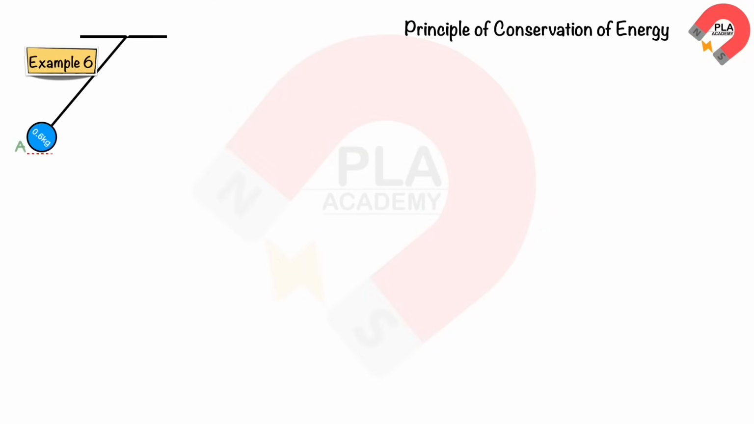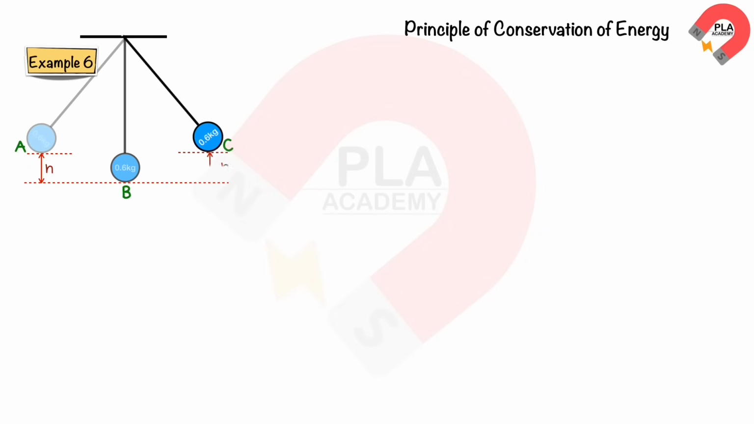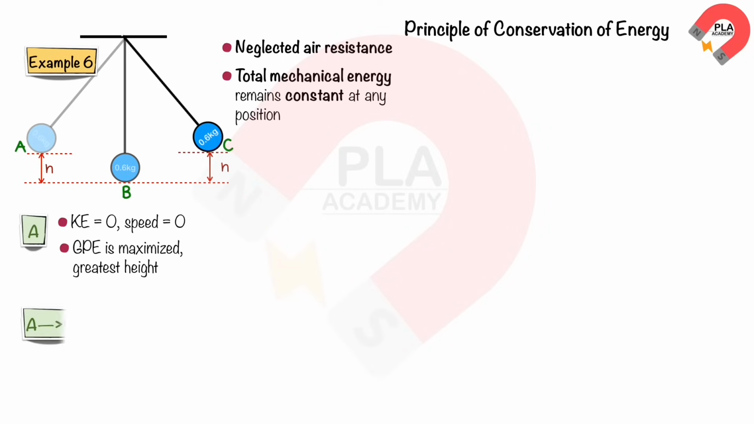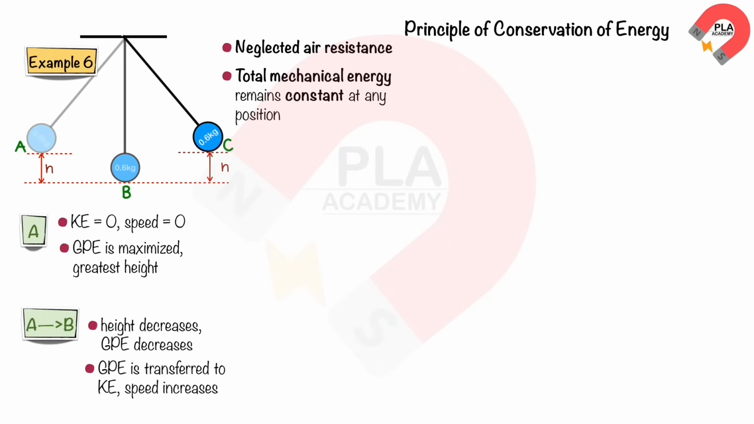In another scenario, let's consider a pendulum with a mass of 0.6 kilograms oscillating from rest at point A to point B, and then to point C, neglecting air resistance. The total mechanical energy of the system remains constant at any position due to the principle of conservation of energy. At point A, the initial kinetic energy is zero due to zero speed, while the gravitational potential energy is maximized. As the pendulum swings from point A to point B, its height decreases, resulting in a decrease in gravitational potential energy. This gravitational potential energy is transferred to kinetic energy, causing an increase in speed.